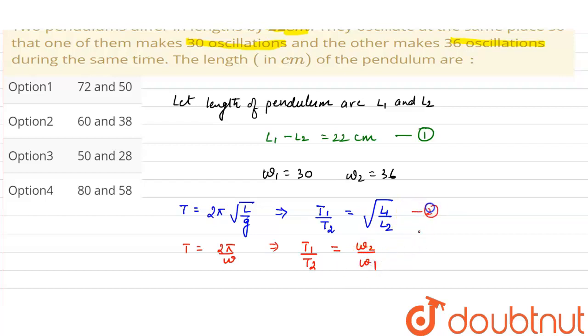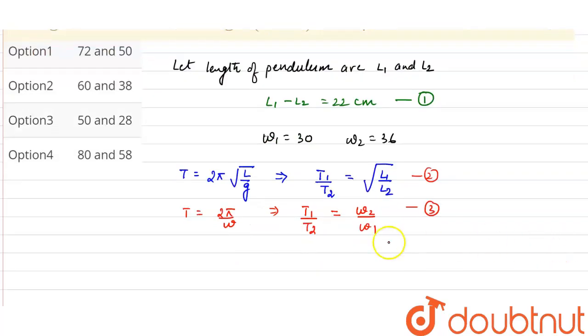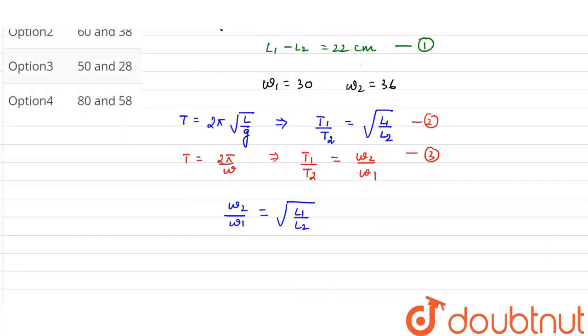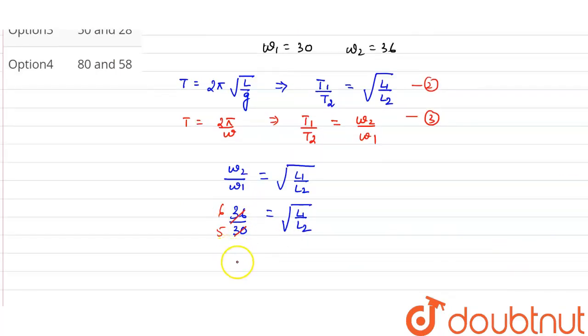Now comparing equation number 2 and equation number 3, what we get is omega 2 divided by omega 1 will be equals to under root of L1 upon L2. Now omega 2 and omega 1 are given to us as 36 and 30, so 36 by 30 will be equals to under root of L1 upon L2. Now 36 by 30 is 6 by 5. Correct. Now squaring both sides we get 36 upon 25 will be equals to L1 upon L2.